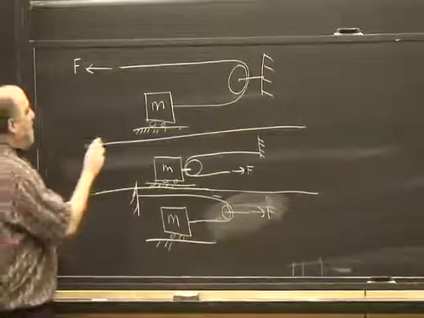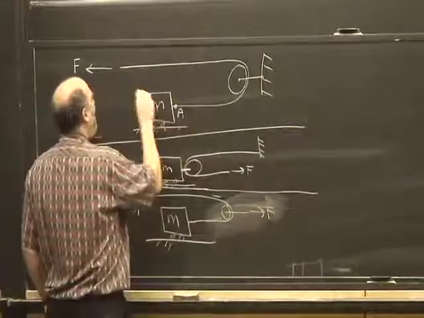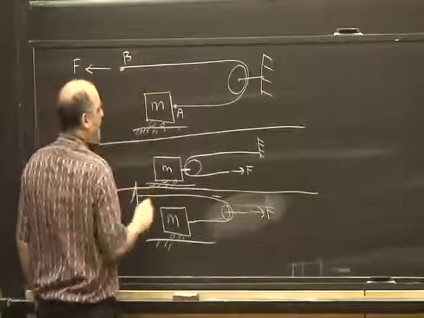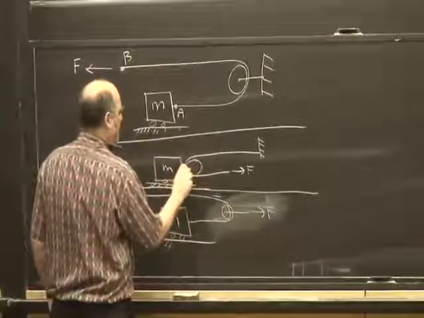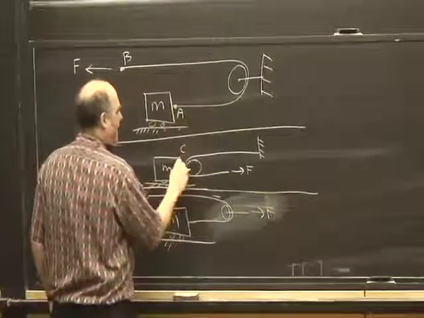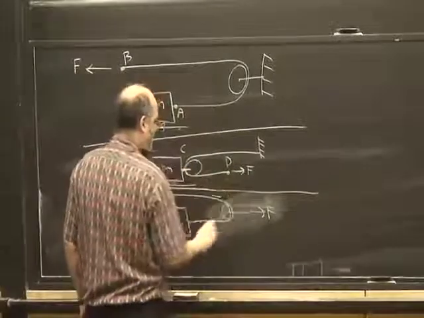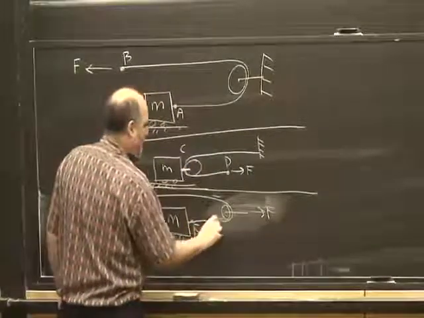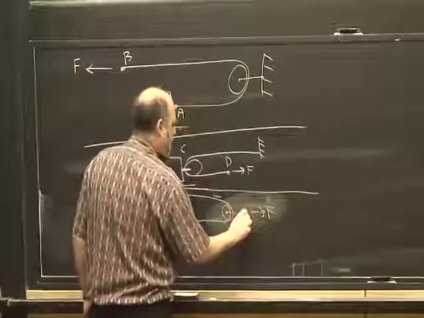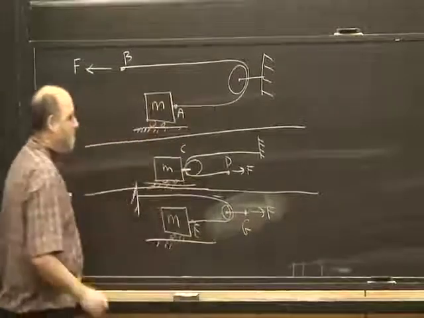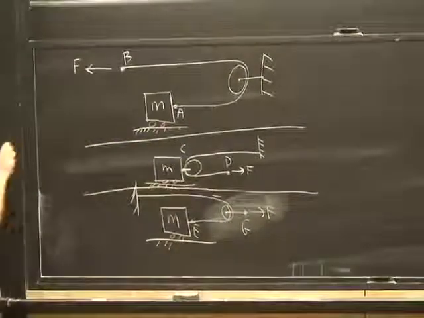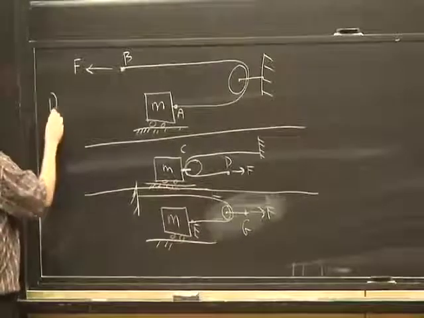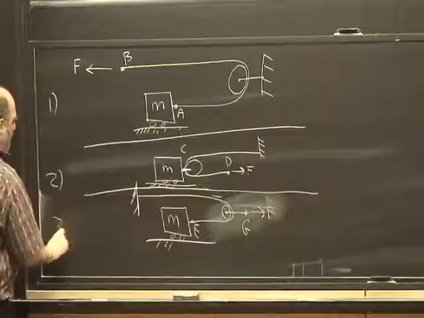And I can label some points here. I'll call this A, I'll call this B, I'll call this C, I'll call this D, I'll call this E, and I'll call this G. Okay, so I've got problem 1, problem 2, and problem 3.